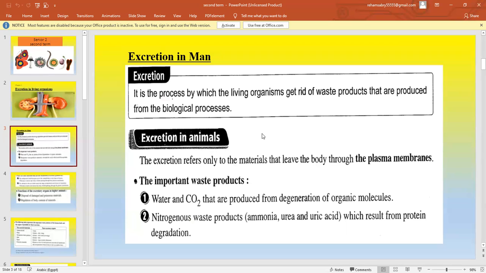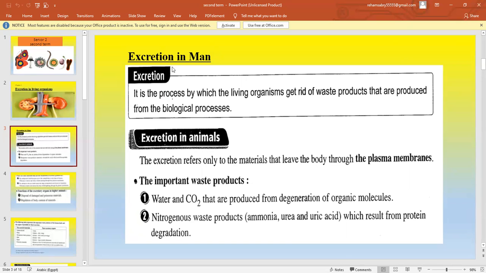Okay, let's start with excretion in animals. There are many types of animals: primitive animals and more developed animals. So excretion in primitive animals, of course, will be different from that in more developed animals. Okay, let's start with the word excretion.